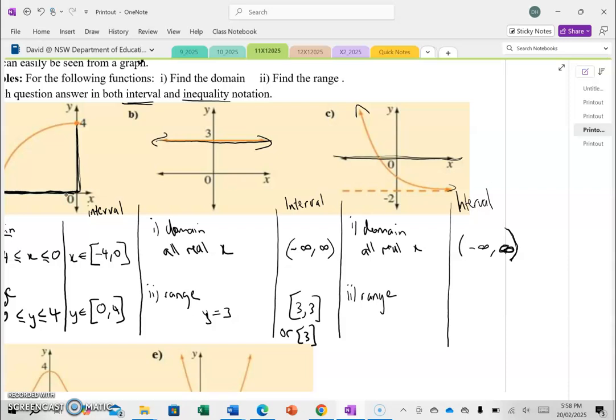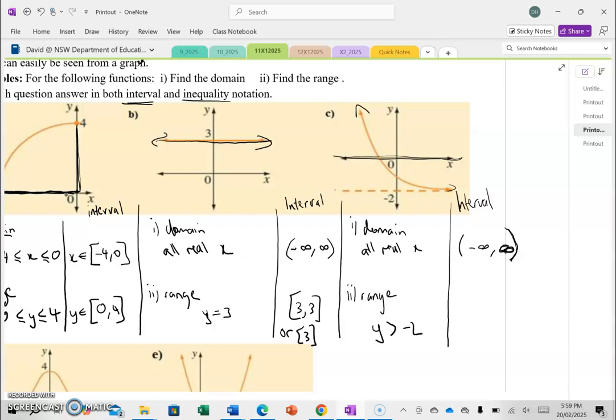Next one, range. Okay, now this is an asymptote. We're approaching -2, but we'll never hit it. So we can't have an equal to. So it's going to be like that with no equal to. Well, that goes to infinity. So the way you would write that is y is greater than -2. That's how you would write it in terms of an inequality. Any y value is possible that is greater than -2.